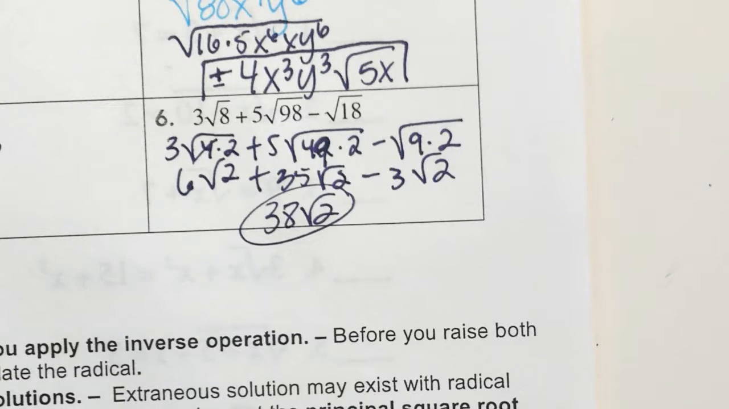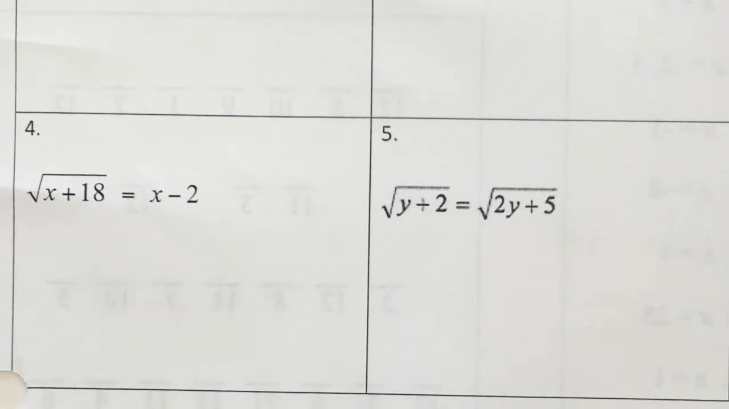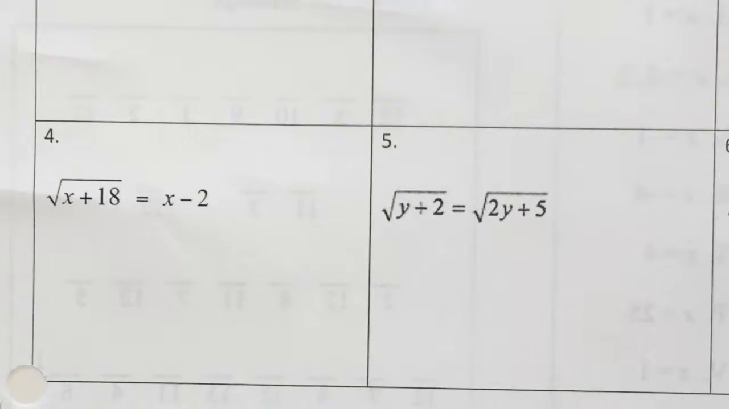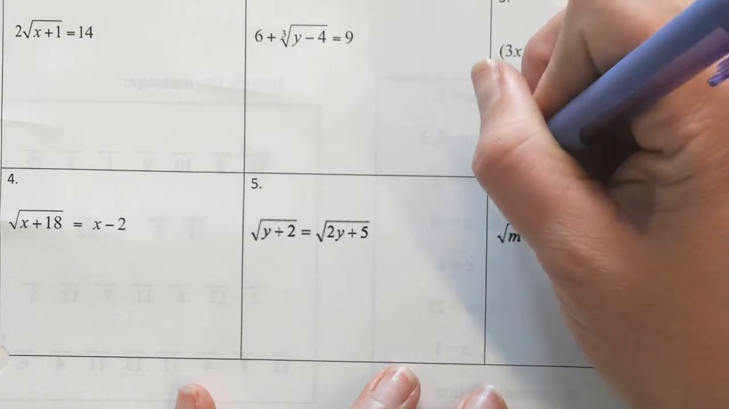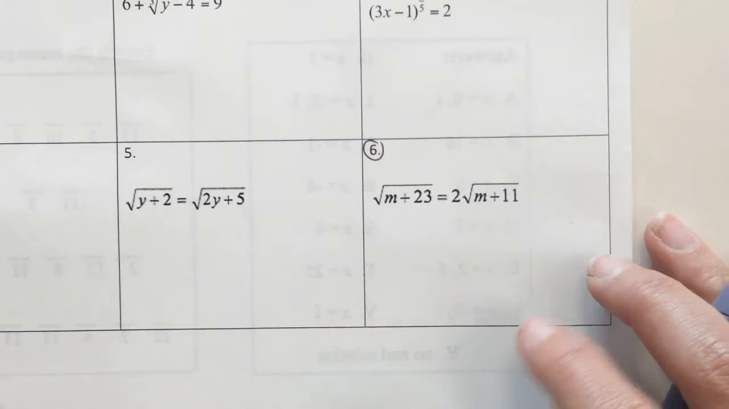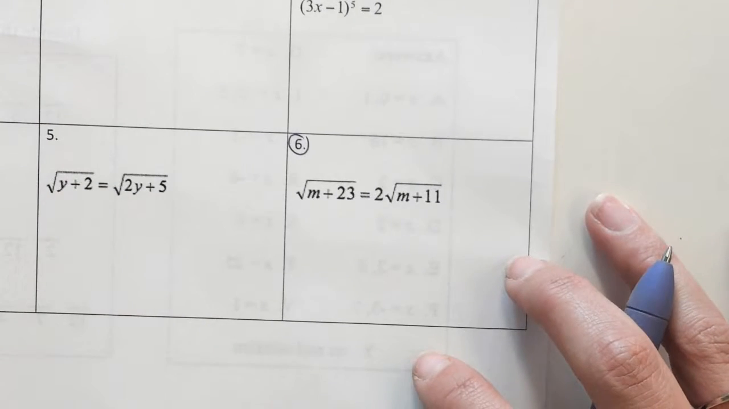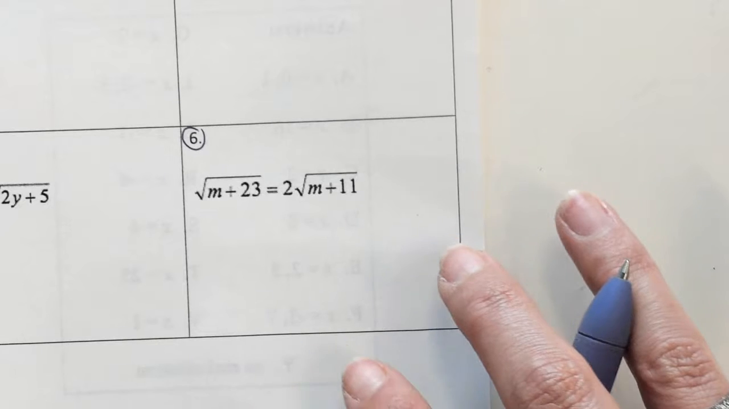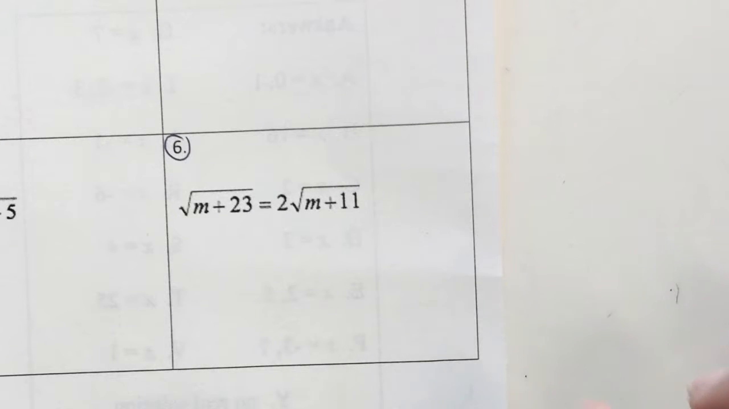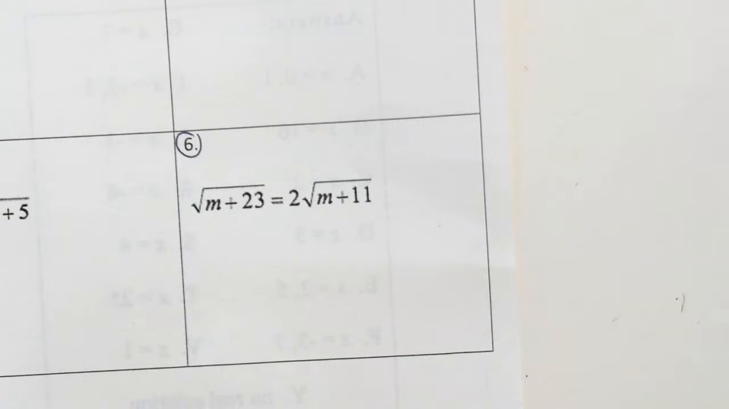Now the new information that we learned is what's going to be the rest of this. I'm only going to do one of these with you on the front. Pick one. 6. Okay. Number 6. First step, people that were here Friday, we need to get what by itself? The radical. Good. Can we do that here? No. So what do we do now?